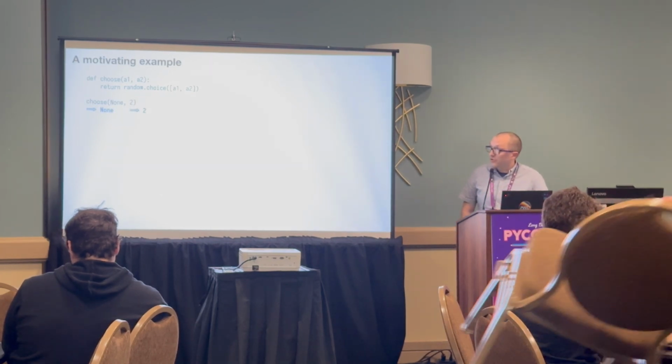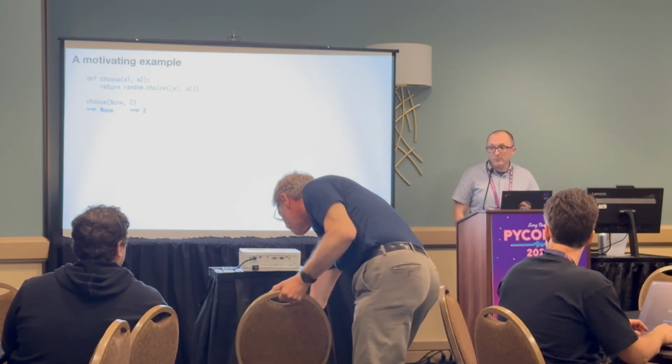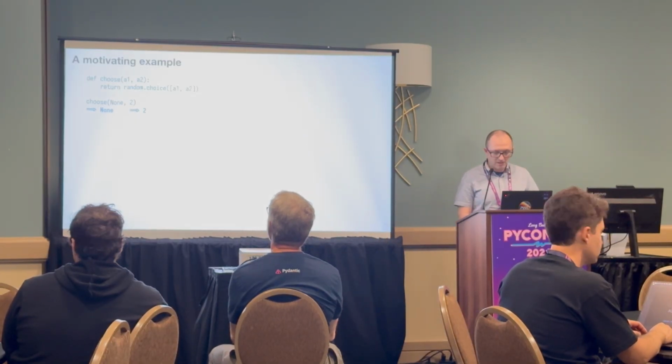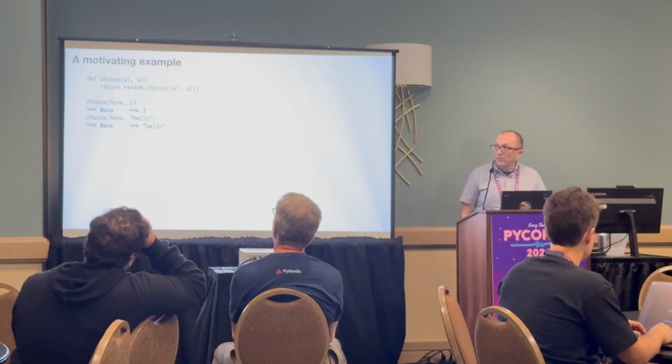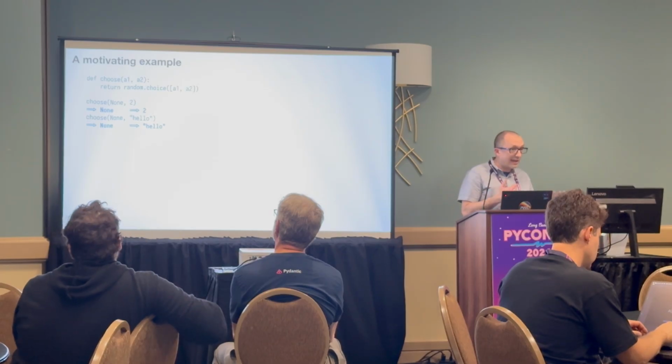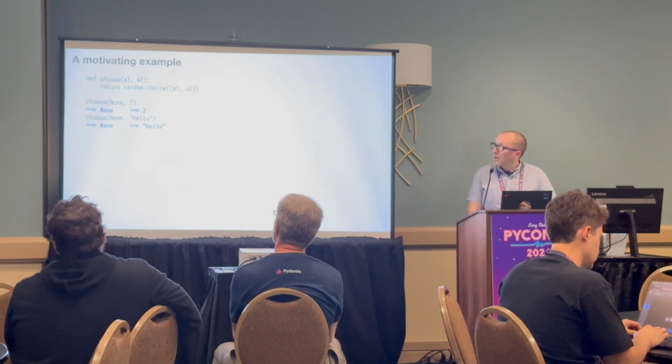And if we invoke this function at runtime, we might get None, we might get 2. It really depends on the whims of the random number generator. If we call it again with different parameters, again, we don't know which of the particular arguments we're going to get back. We're going to get one or the other.